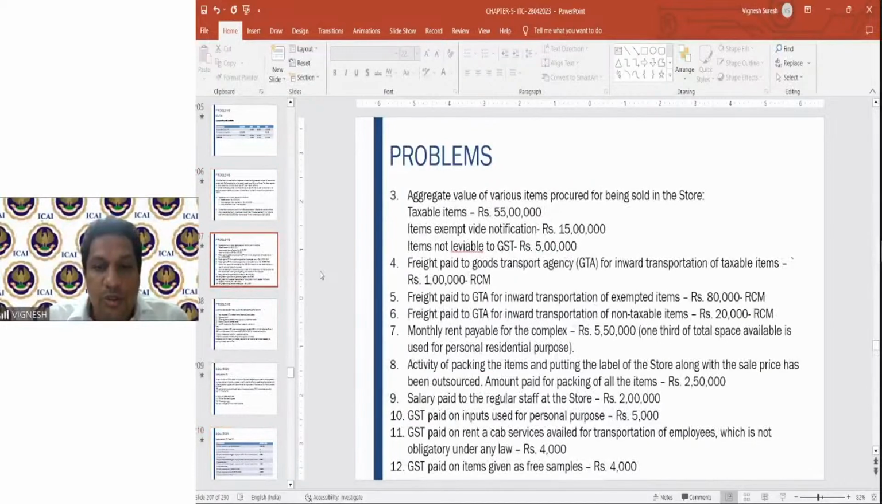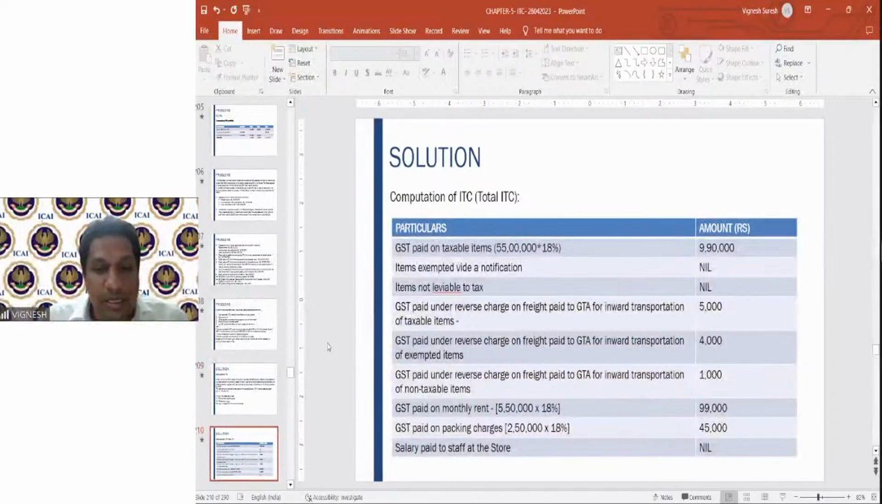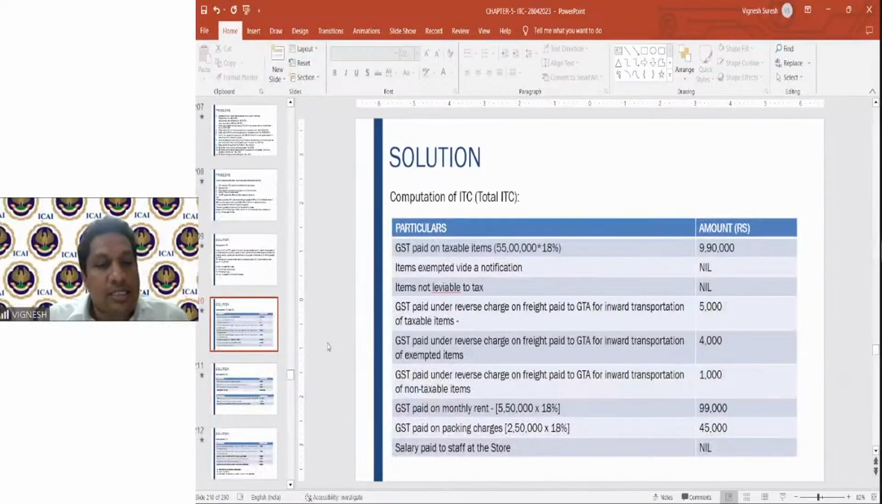Then he also refers to packing of material. Amount paid for packing 2,50,000. So this 2,50,000 into 18%, that also will be taken into consideration. Salary paid for the store is clearly nil. There is no question of GST on salary. The employer-employee relationship is clearly given. So therefore, that won't be taken into consideration.